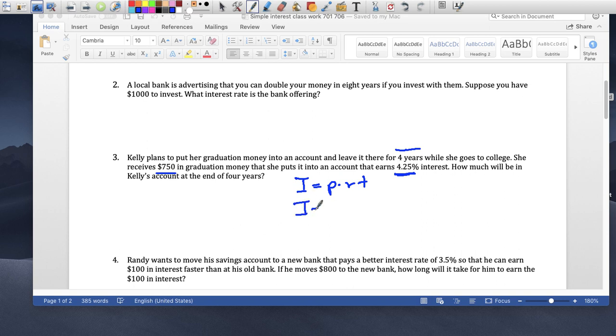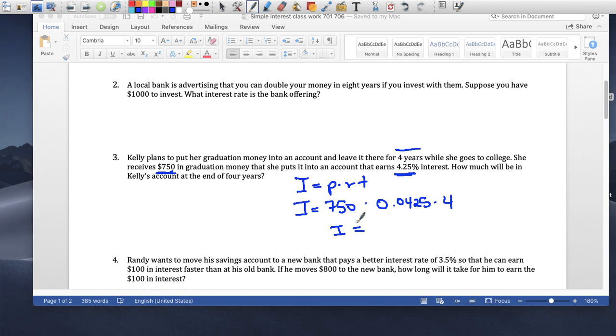So let's find out. I equals P, which is 750, this guy right here, times R, which is 4.25 or 0.0425, and time is going to be 4 years. So let's find out how much money she's going to make. 750 times 0.0425 times 4 equals $127.50. So when she comes back in 4 years, she's going to have the 750 plus 127.5. And that's going to give her a total of $877.50.